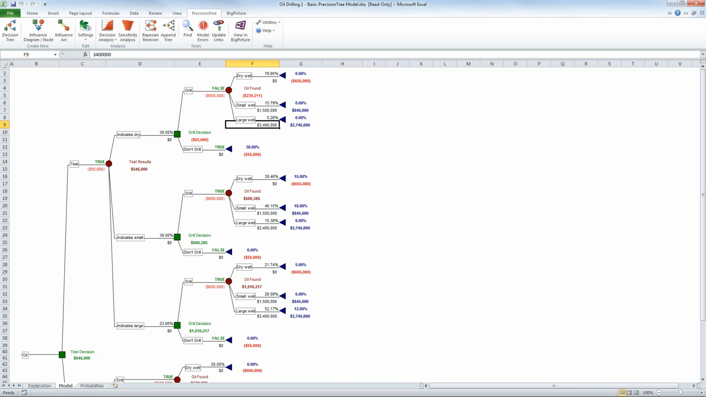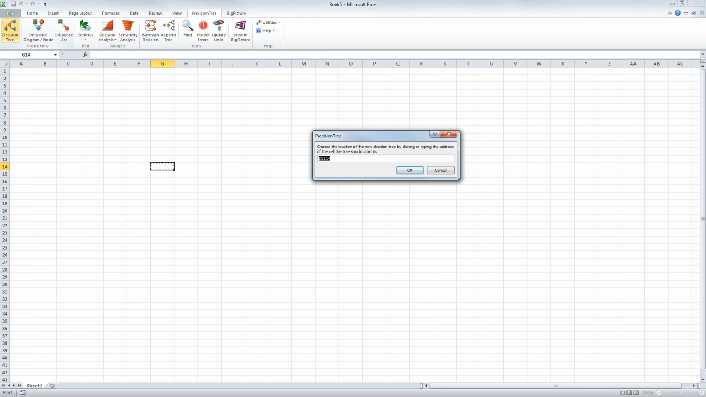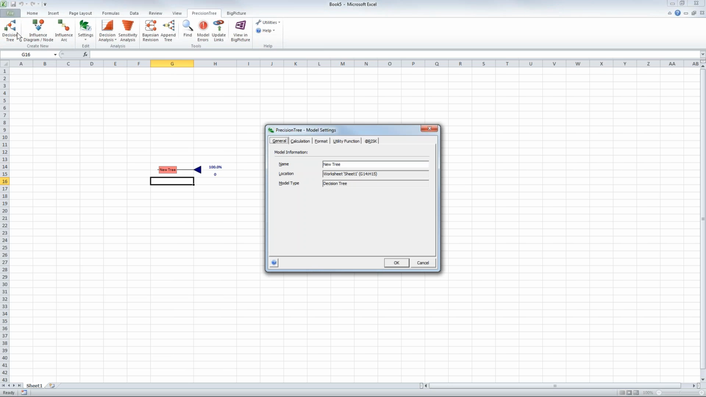So now the big question is, how do you build a tree? Because most of the time you're going to come into PrecisionTree, and unless you're double clicking on a file, this is what you're going to see. You're going to see a blank screen, and that might be intimidating because you go, all right, where's my decision tree? I'm going to show you how to create a decision tree. All you do is you start by clicking on decision tree, and we're going to say yes, we're going to start at that thing.